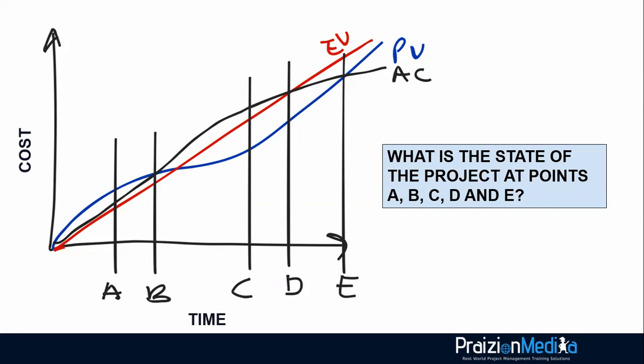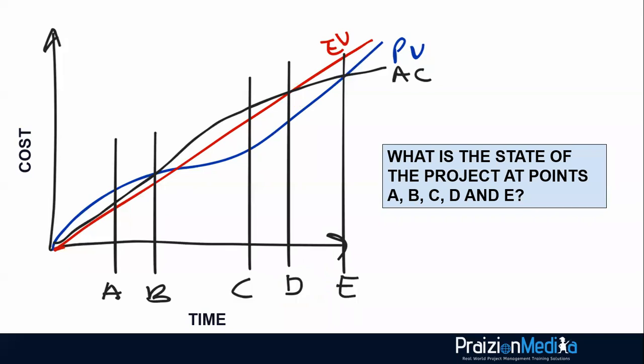Let's take a look at point D. At point D, in comparison to planned value, the earned value is still on top. That means you are behind schedule, but take a look at the earned value in comparison with the actual cost. It is flushed right on top of the actual cost line. And that means you are on budget. You are right on target in terms of the cost.